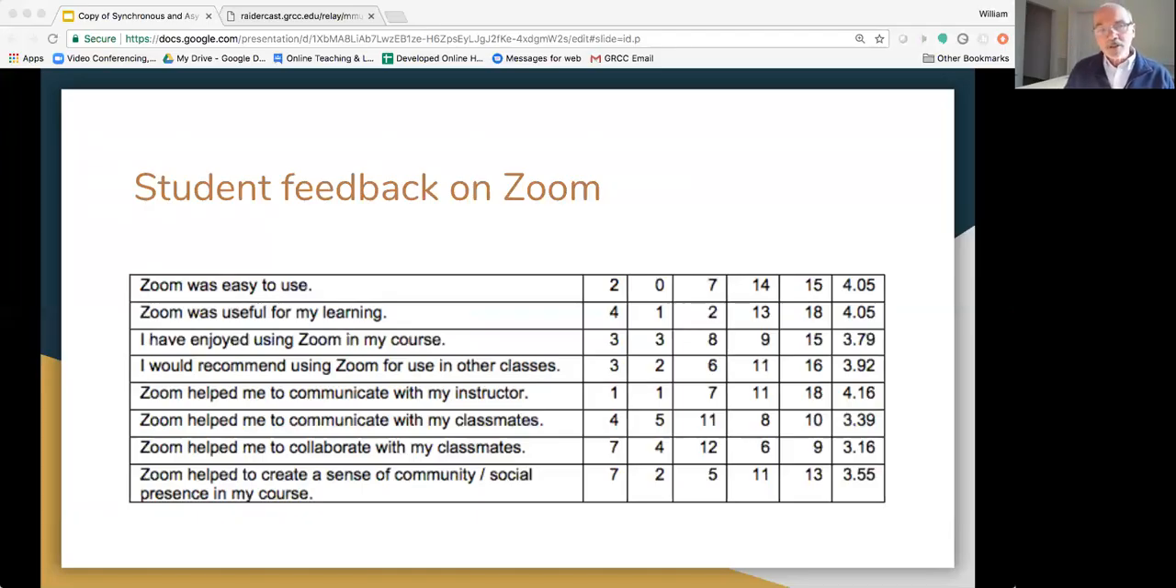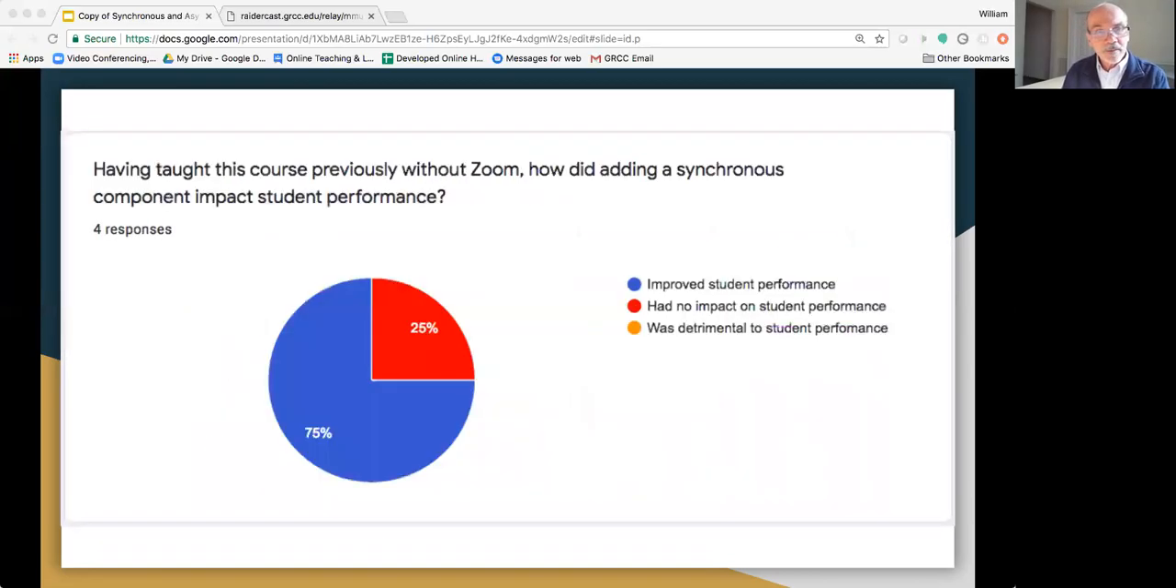It is interesting to me though, because in an online course and also in a blended course, there are many opportunities to communicate with your instructor, but I think they saw this because it was real-time communication that it improved that experience. So I thought that was interesting.